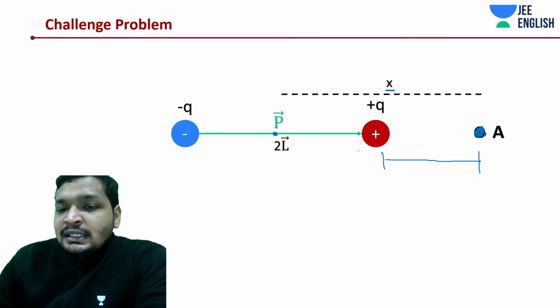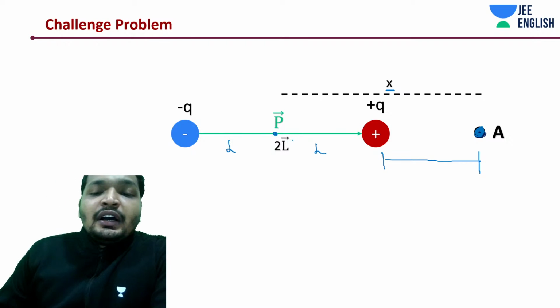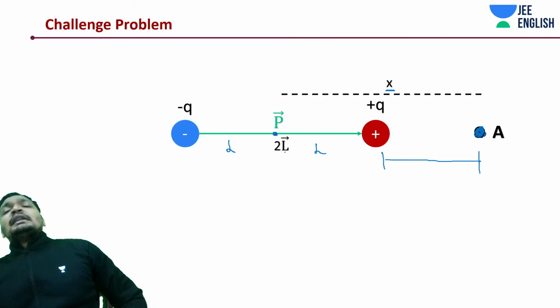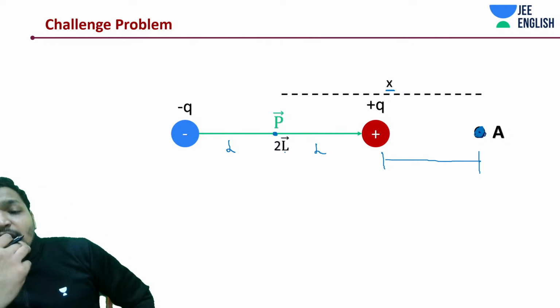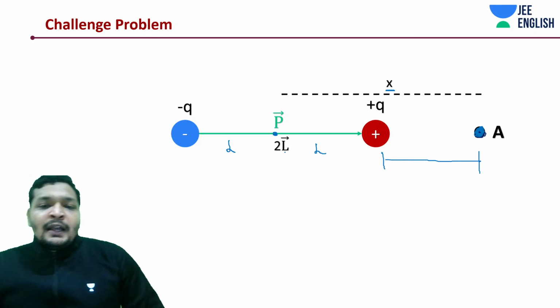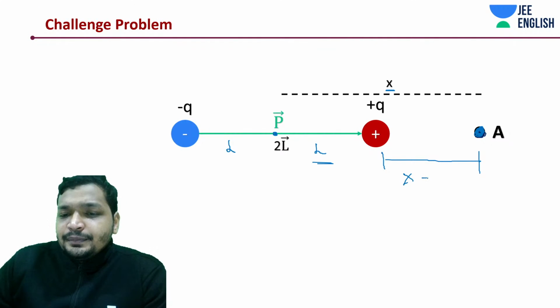Then how much is this distance? From the dipole center, the distance to the positive charge is L, and from the dipole center to the negative charge, the distance is L. It's L and L, so that's the reason we took it as 2L. If any of you wondered why we didn't take it as d, we took 2L because the calculations become easy. You can still take it as d and work around and you'll get the same thing. So if this is L and this is x, what is this distance? This is x minus L.